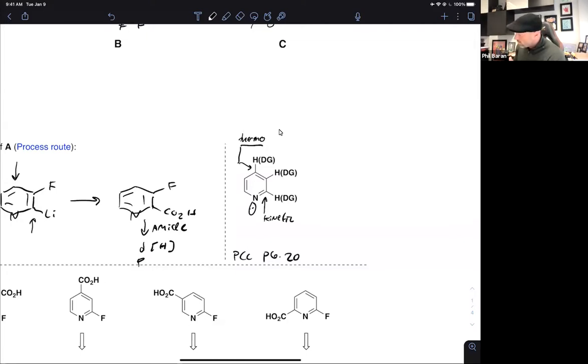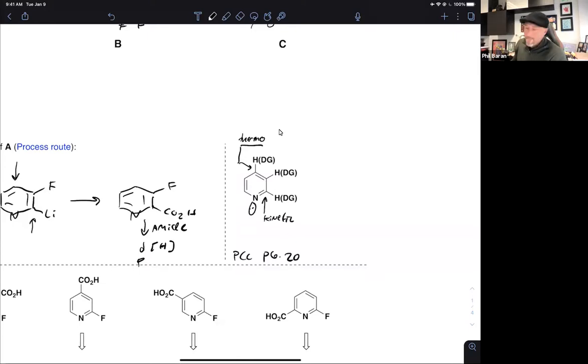Now, how do you control one versus the other? Well, you can control this just by changing your base. For instance, if you use something like BuLi, it might give you more of the kinetic product at lower temperatures. Whereas if you use something like LDA, you might get more of the thermodynamic product.